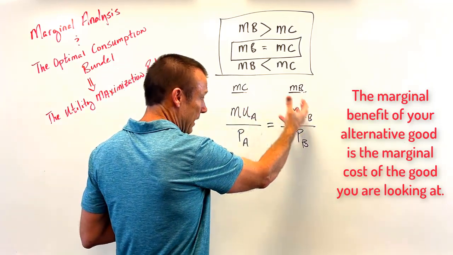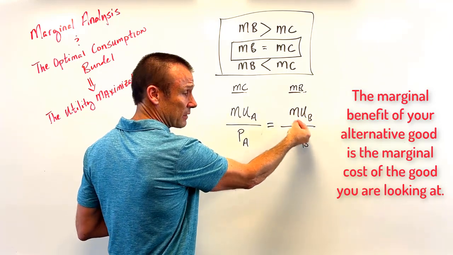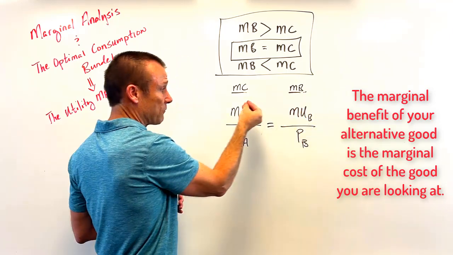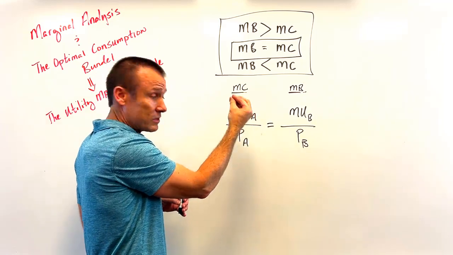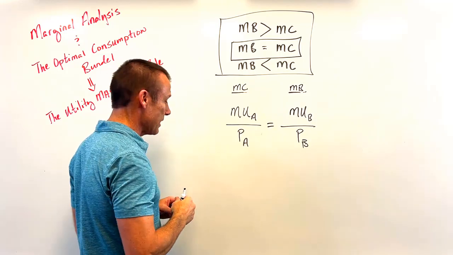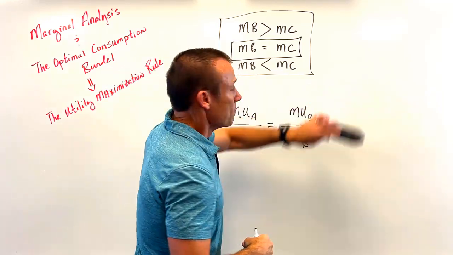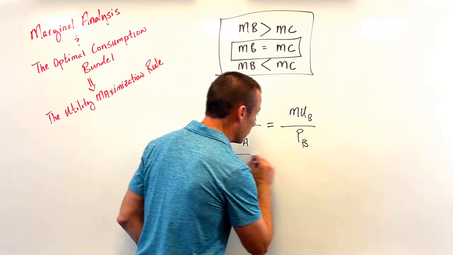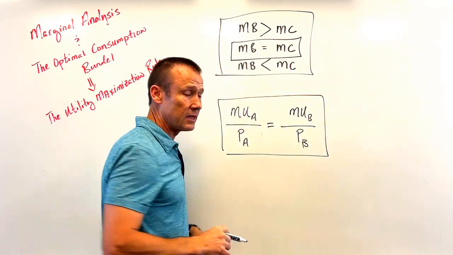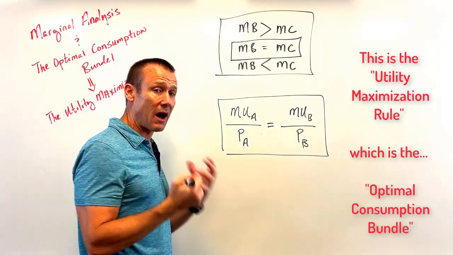So again, this shows me the utility I'm going to get by spending an extra dollar on B. What am I doing? I'm foregoing spending an extra dollar on A, or I'm foregoing the utility I would get by spending an extra dollar on A. So again, marginal analysis. We're going to do this until we get an equality. And when we get that equality, that is when we have optimized.